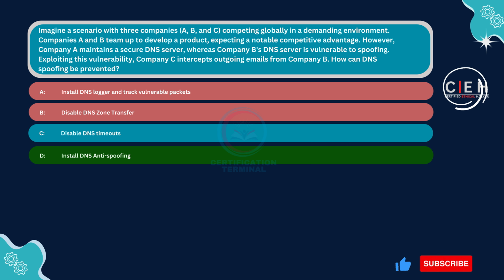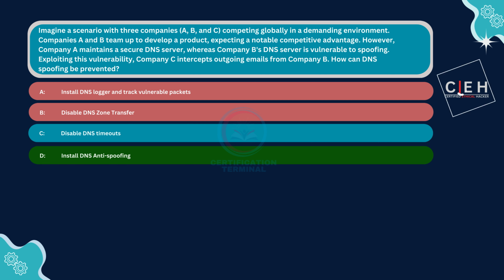Option B, disable DNS zone transfer, is incorrect. DNS zone transfer is a mechanism used to replicate DNS databases across multiple DNS servers. Disabling zone transfers may limit the exposure of DNS information, but it does not specifically address DNS spoofing. Additionally, disabling zone transfers can hinder legitimate DNS operations and scalability.